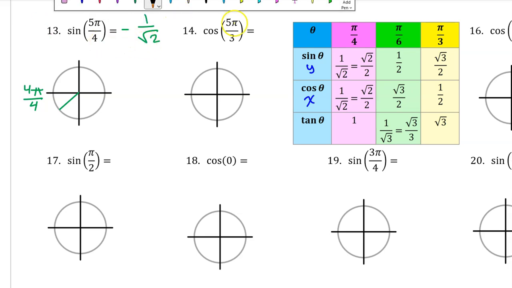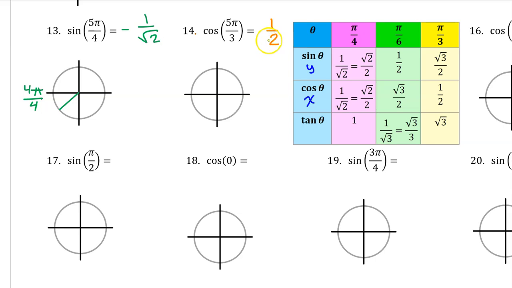Number 14. The cosine of 5 pi over 3 will be the same as the cosine of pi over 3, which is 1/2. Except it might be negative depending on the quadrant.